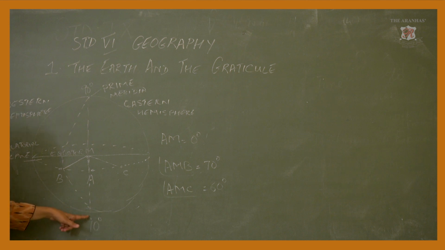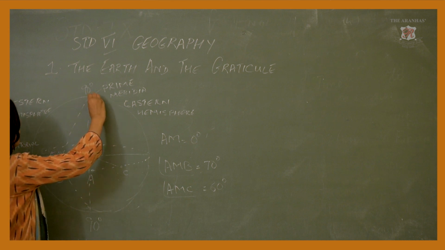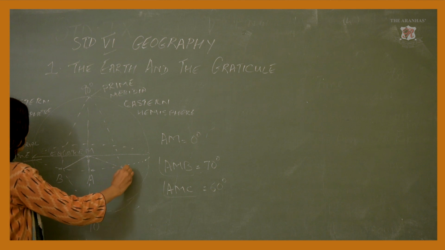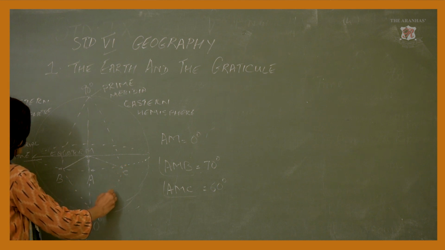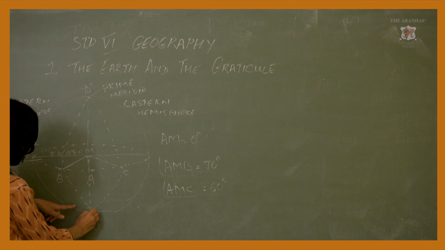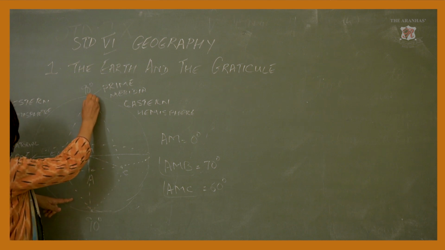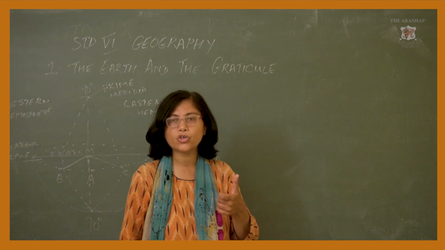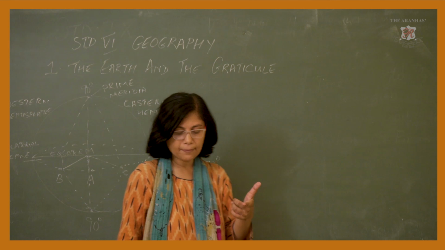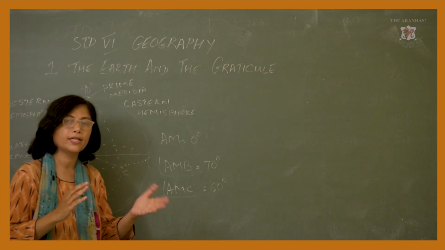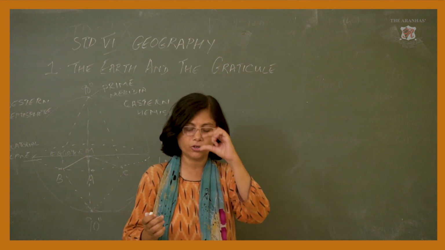So, we have one semicircle passing through B, and we have another circle passing through C. As you can see, they are touching the south pole and the north pole. So, these are called the meridians of longitude. What happens is a combination of the latitudes and the longitudes will give us the exact location.